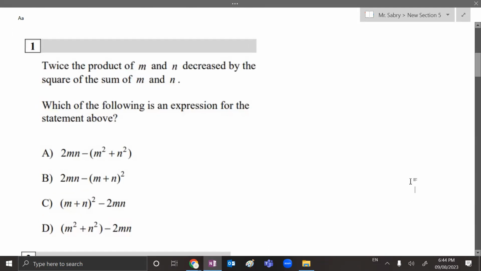So starting with this one, we read: twice the product of something. So twice, it's not twice m, it's not twice n, it's twice the product of m and n. So first I get the product of m and n, meaning I multiply the two together, product means times each other. So m and n, and then twice the product, so twice means 2 times this, decreased by, meaning minus, the square of the sum.